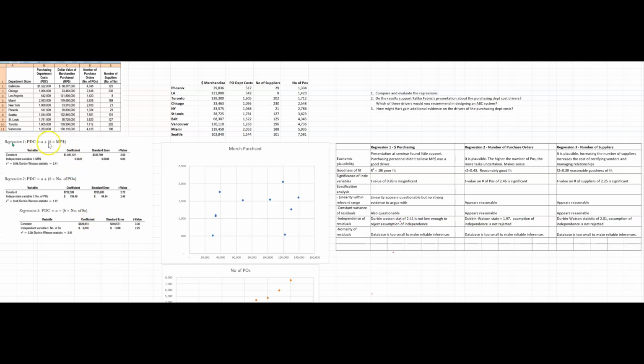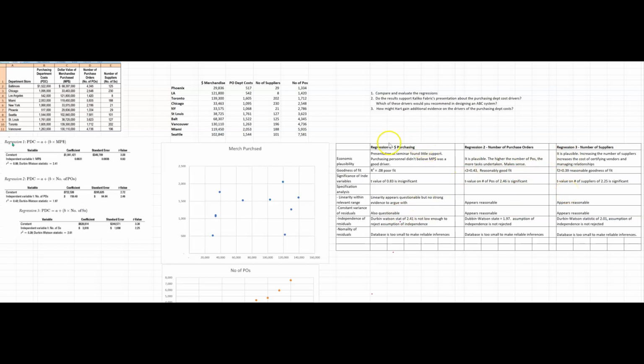One where it's based on the purchasing department costs. That's the first one. That's like purchasing dollars. And here it's the number of purchase orders. Okay, and the last one is the number of suppliers. So your goal here, what you want to be able to do is to look at these results and then to be able to interpret them. Okay? So the first thing that they ask you to do is to compare and evaluate the regressions. And that's what we have here.